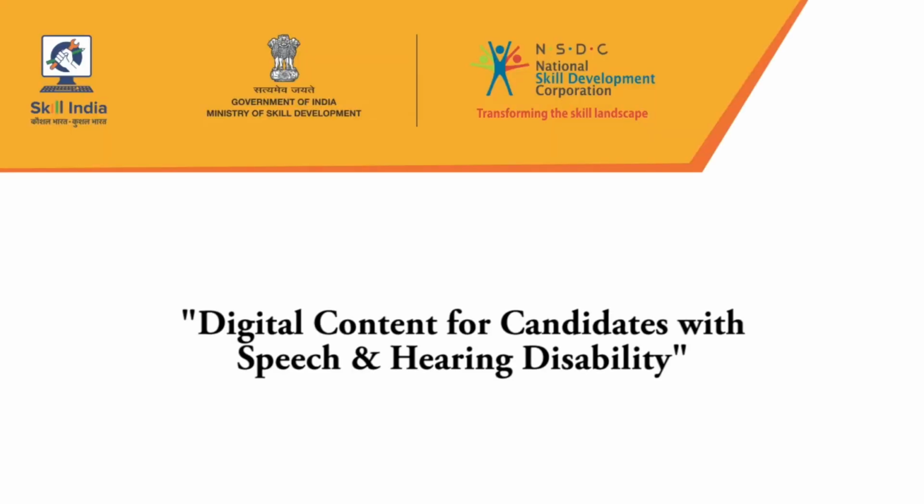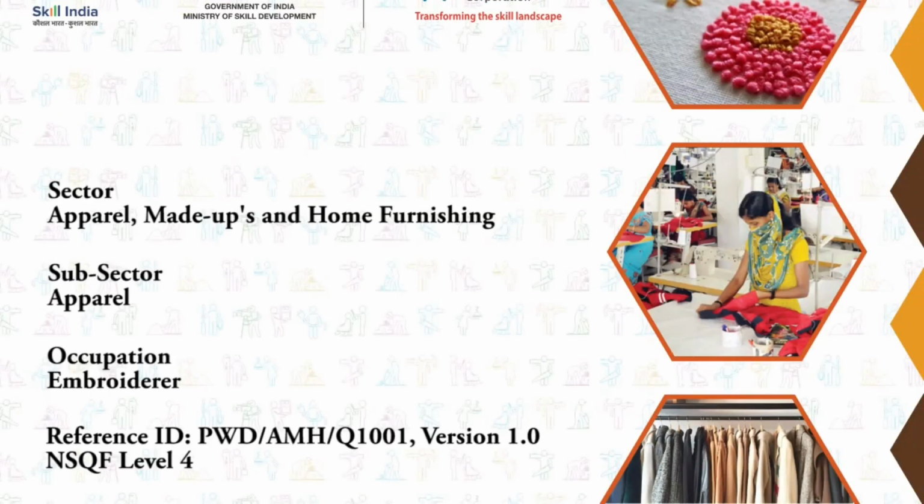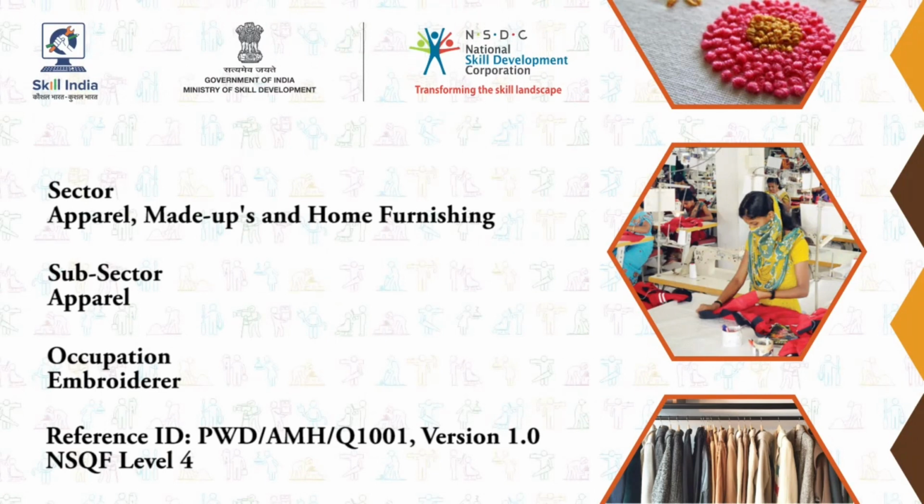Digital content for candidates with speech and hearing disability. Sector: Apparel, made-ups and home furnishing. Subsector: Apparel. Occupation: Embroiderer. Reference ID: PWD AMH Q1001. Version 1.0. NSQF level 4.